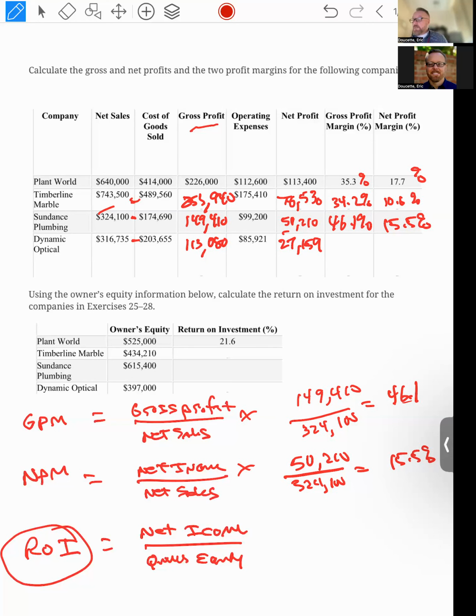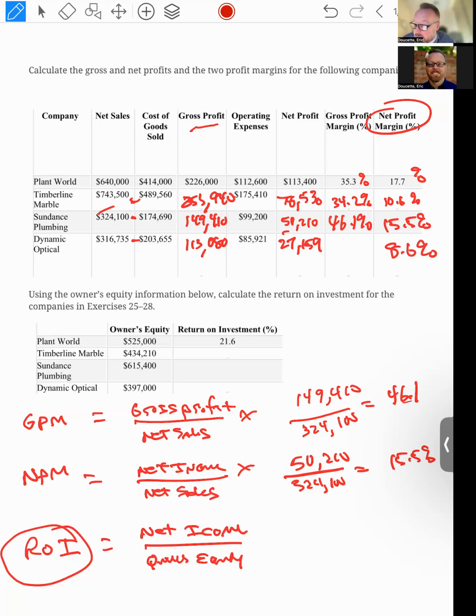So this net profit margin tells you really how much income you made off of your total sales. So basically what you brought home after all of your expenses was 10.6% of the total. 17.7% on the first one, Plant World. Timberline Marble brought home 10.6% of their total sales. And then Sundance Plumbing brought home 15.5% of their total sales. And then if you do Dynamic Optical, it comes up to 8.6% of its total sales.